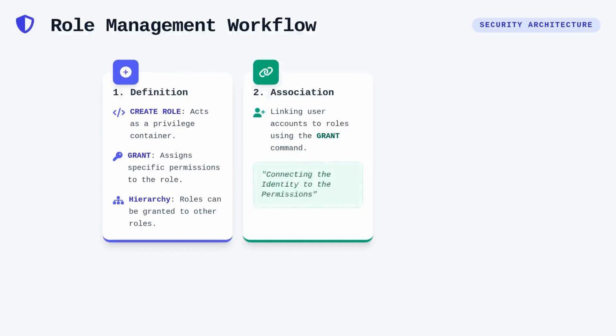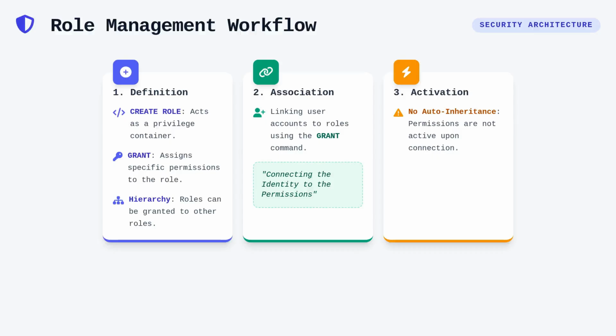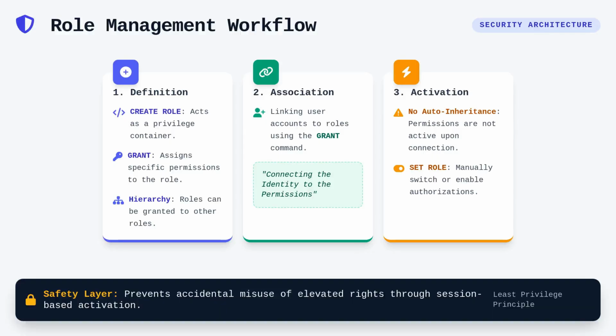When you link a user to a role, you use the grant command to associate that user account with the role you created. However, users do not automatically inherit the permissions of their assigned roles upon connection. A user must activate their roles within a session to exercise the granted privileges, which adds a layer of safety by preventing accidental misuse of elevated rights.